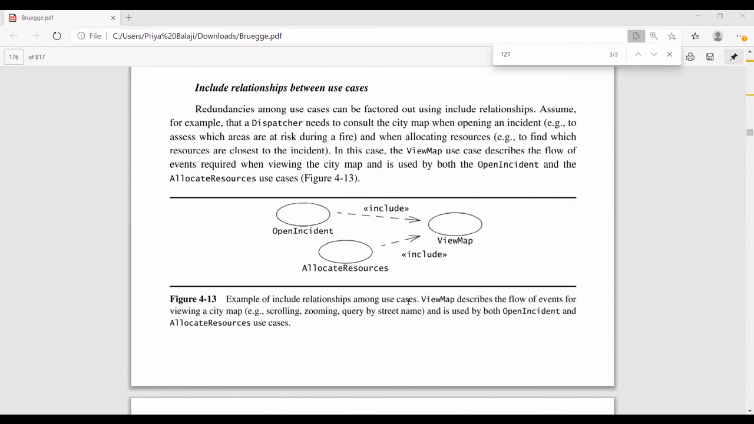So must will come into the include relationship. Optional, exceptional. As I told you, it may happen. It may not happen also. So if it may happen, what do I have to do? Then it will come as your exclude relationship.